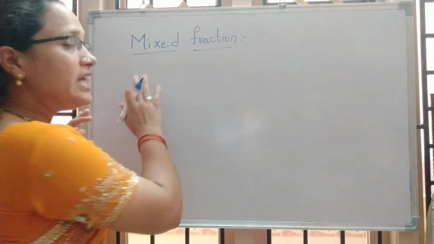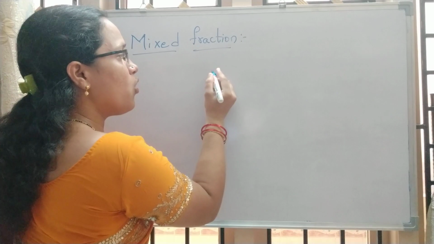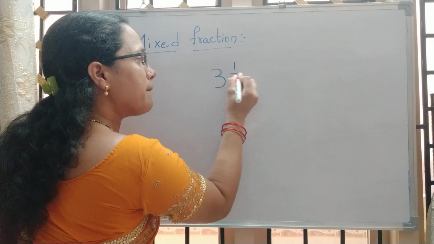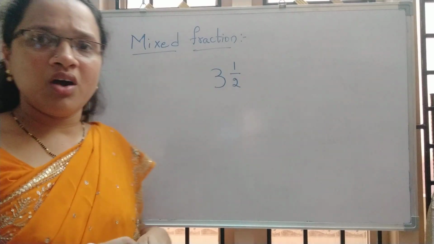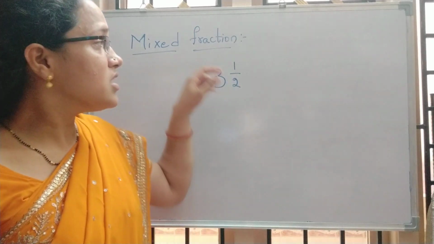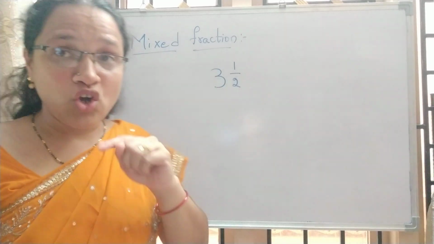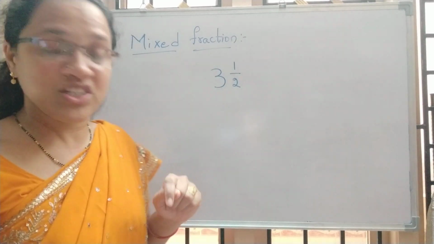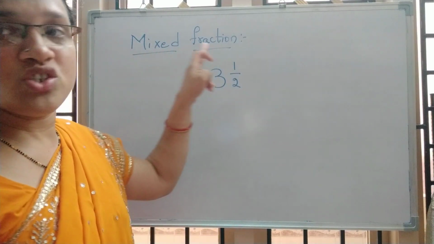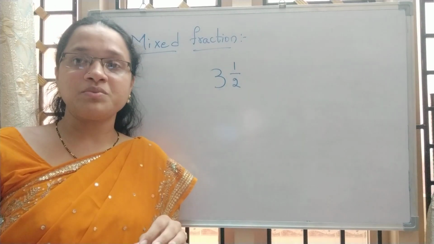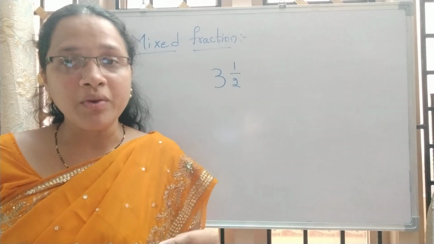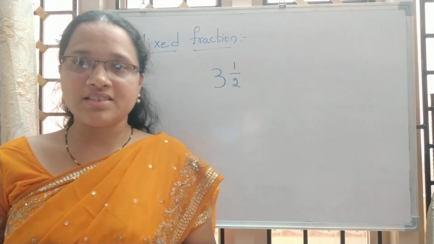The indication of this fraction is a whole number first, followed by a proper fraction. How can you tell it's a proper fraction? Yes, because the numerator is less than the denominator. If you cover this whole number, this fraction is a proper fraction. So the definition of a mixed fraction is a fraction which has a combination of a whole number and a proper fraction. Is that clear to all of you?